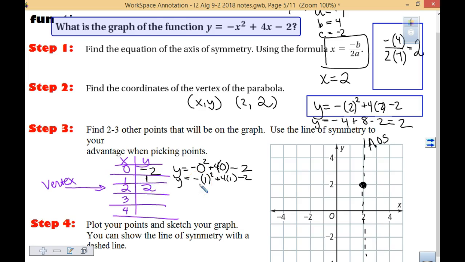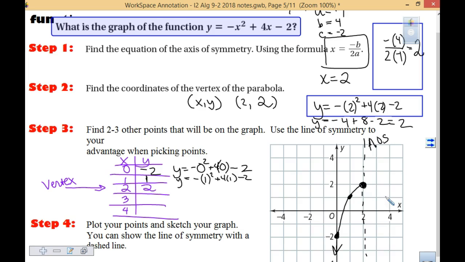When you plug in 3, what do you think should happen? If we are graphing at 1, it was here, 1, 1. At 0, it was down at negative 2. What do you think, if this is my parabola and axis of symmetry, what do we think we should get when we plug in 3? We think we should get 1.